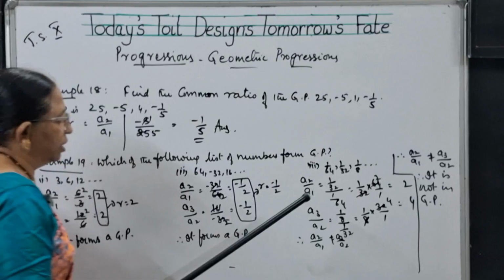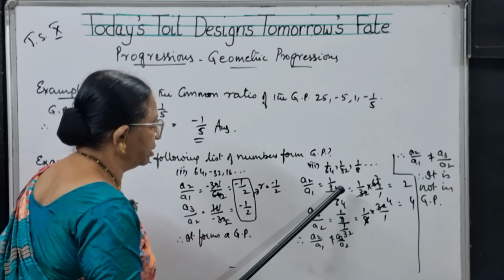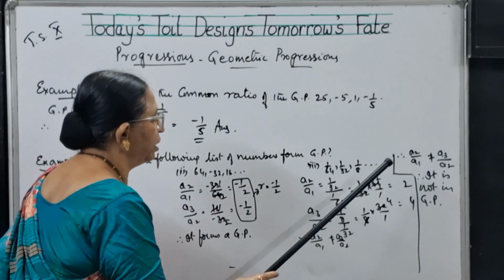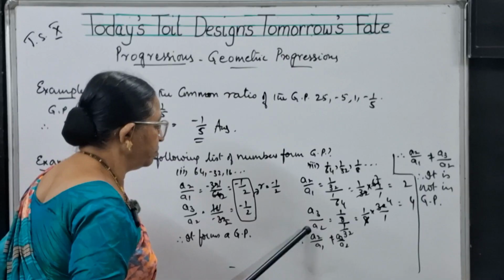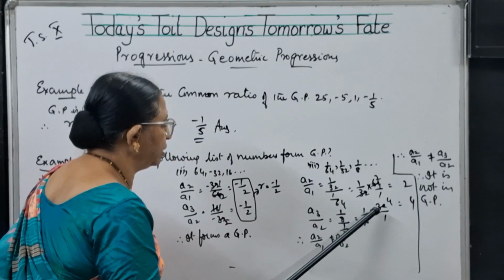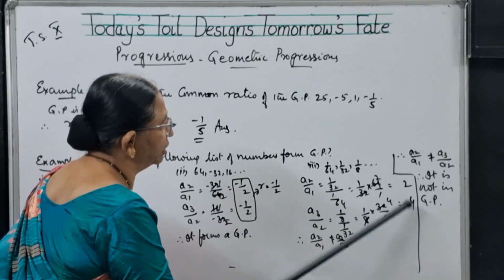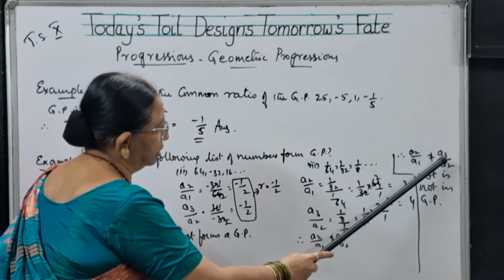Fourth one: if you take A2 by A1, that is 1 by 32 by 1 by 64, that means 1 by 32 into the reciprocal of it, 64 by 1. 32 2s are 64, so you are getting 2. A3 by A2 is 1 by 8 by 1 by 32, that means 1 by 8 into 32 by 1. 8 4s are 32. So we are getting 2 here and 4 here. That means A2 by A1 is not equal to A3 by A2.